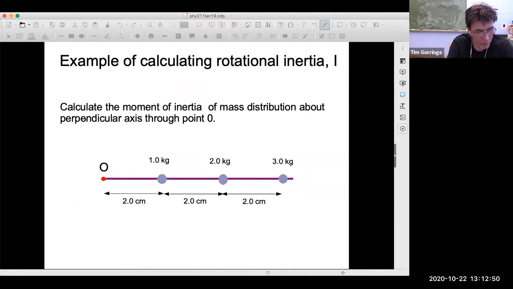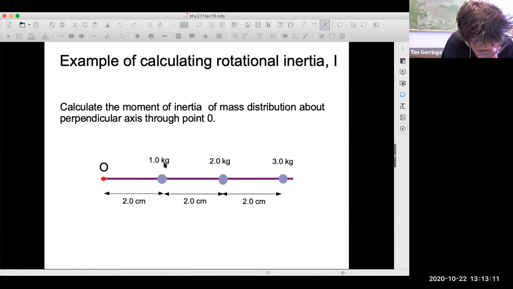So as an example, let's calculate the moment of inertia of a mass distribution. And I'm going to take this particular mass distribution. This is a mass distribution that really just involves 3 point-like masses.